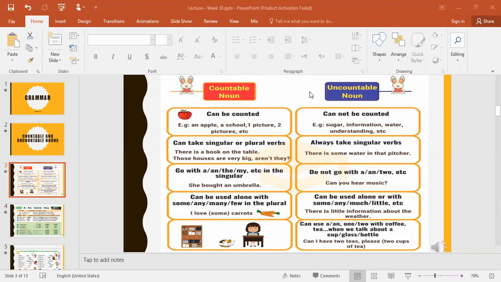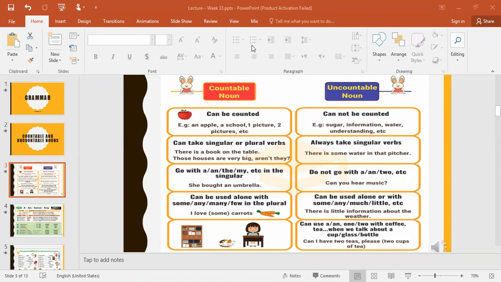For example, when I say sugar, of course, I cannot count the sugar. I cannot count the information. I cannot count the water. So these are uncountable nouns, nouns that you are not able to count. So of course, you cannot say a sugar or an information or a water. This is the first difference.